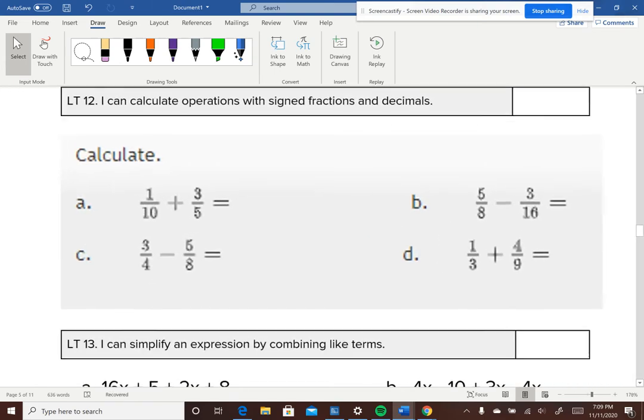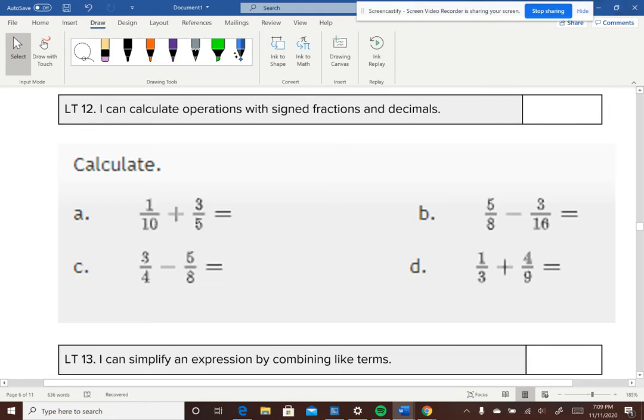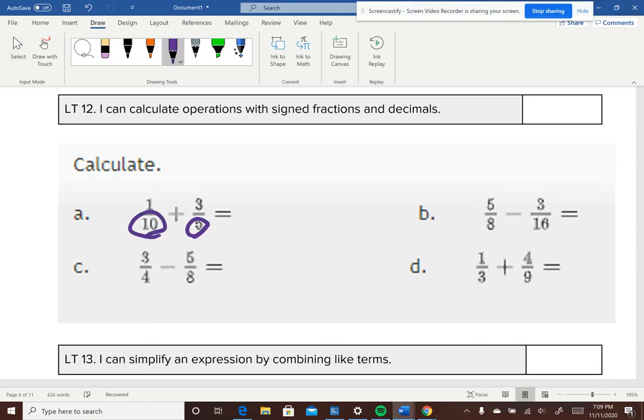All right. Learning target 12, I can calculate operations with signed numbers, fractions, and decimals. So when we're adding fractions with different denominators, I have to get those denominators to be the same. So I'm going to rewrite this with both fractions being over 10 because both 10 and 5 can go into 10. So now my question is, how many times does 10 go into 10? Just once, right? You multiply it by 1.